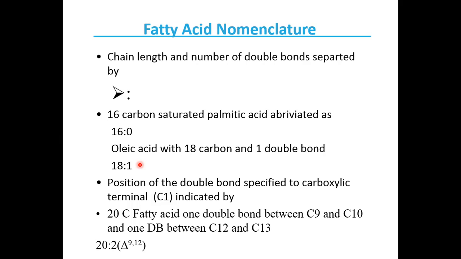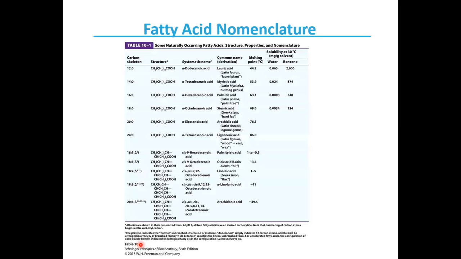Say, for example, a 20 carbon fatty acid with one double bond between carbon number 9 and carbon number 10 and one double bond between carbon number 12 and carbon number 13. It will be represented as 20:2, and the sign delta will represent the position of the double bond. Upon the delta, we will write 9, 12. So the 9 and 12 positions are where double bonds are present.